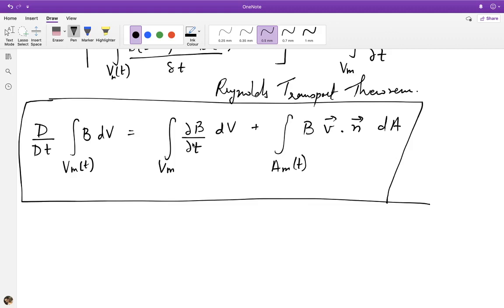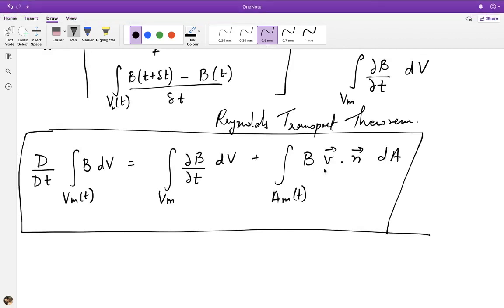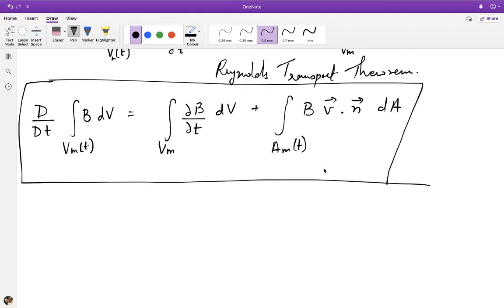So this again is in keeping with that idea of writing material derivatives in terms of Eulerian frame quantities. And this Reynolds transport theorem is what is going to help us to apply principles of conservation of mass and Newton's laws of mechanics.